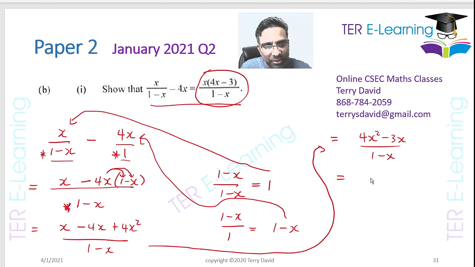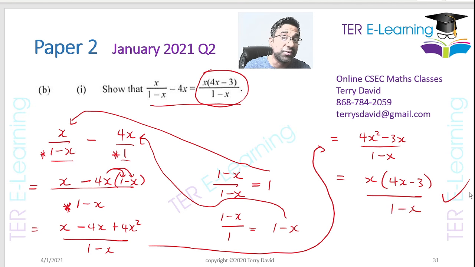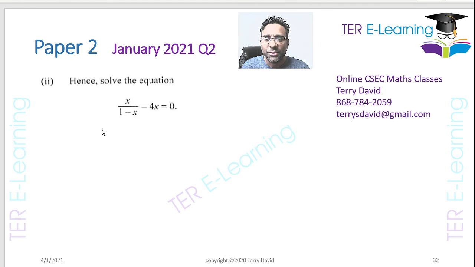On the top part now, we're going to have to factorize. If we factor out the x, then this is going to be x open brackets 4x minus 3, close brackets, over 1 minus x, which is what they asked us to prove, right? So that's how we prove this here. Essentially what we are doing is subtracting two fractions, and we're going to get that answer there. The next one here, they said, hence solve this.